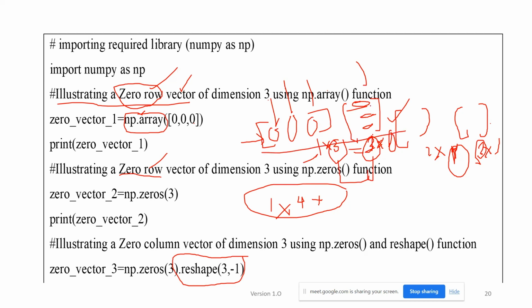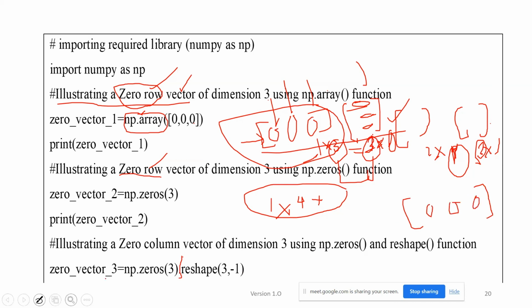So how are we going to convert our vector into a row vector? For that we are using reshape. This is the intensity of my theoretical derivation. So reshape is used in our Python programming; we use the reshape function to change the shape. So what is this np.zeros of 3? np.zeros of 3 creates a row vector with 3 zeros.